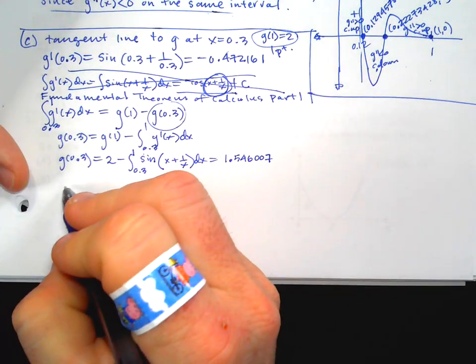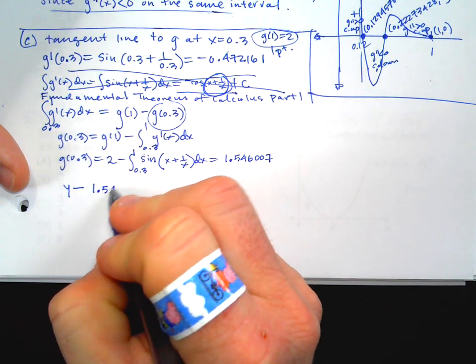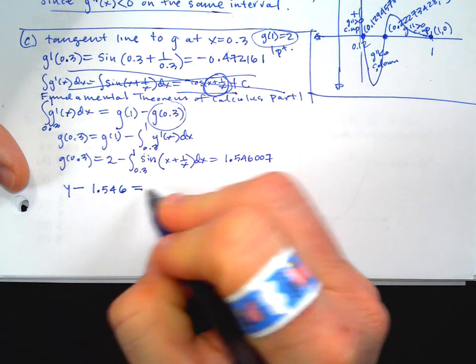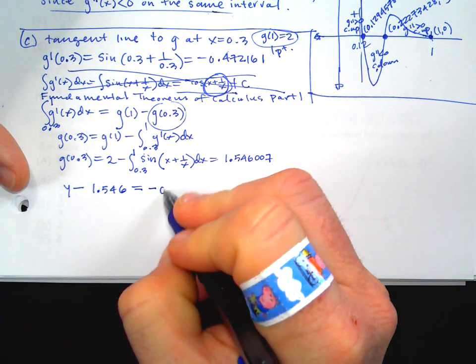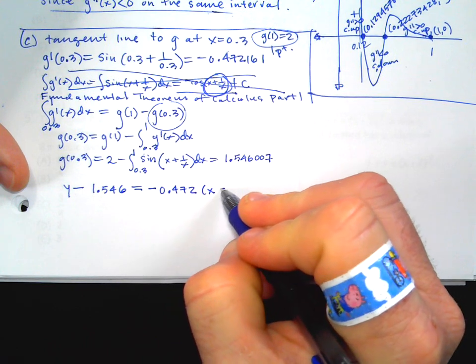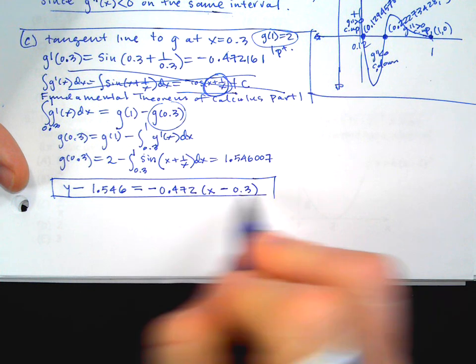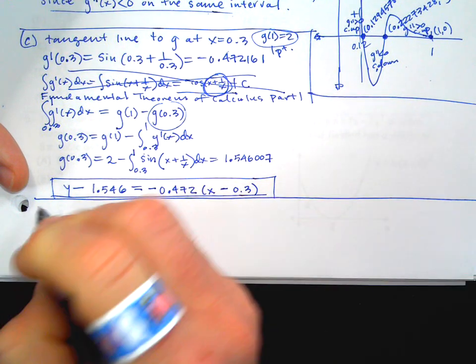So now we can write the equation of our tangent line. It's going to be y minus this y coordinate, 1.546, equals the slope, negative 0.472 times x minus 0.3. And I'm just going to leave it in point slope form. There's nothing that you need to do with it after that.